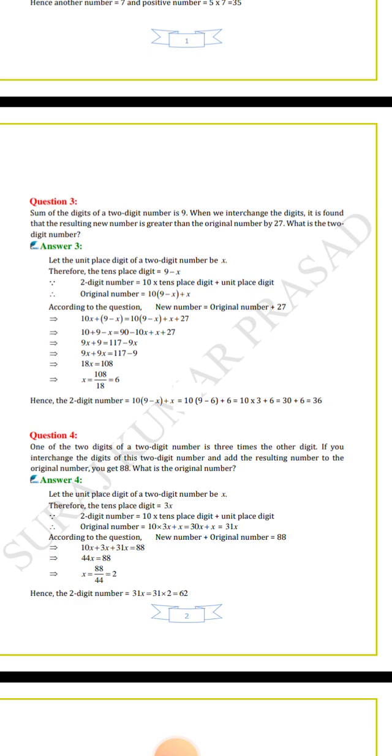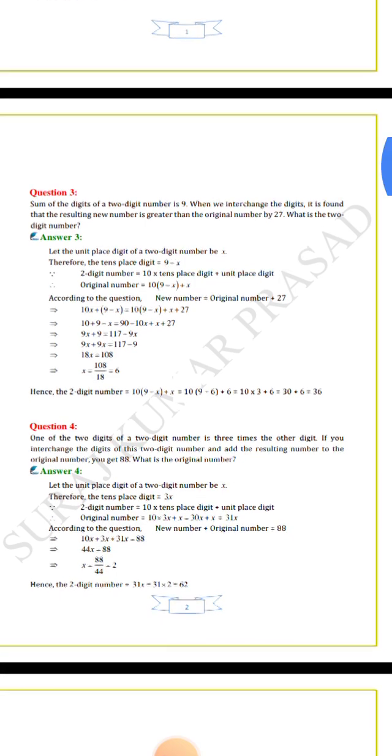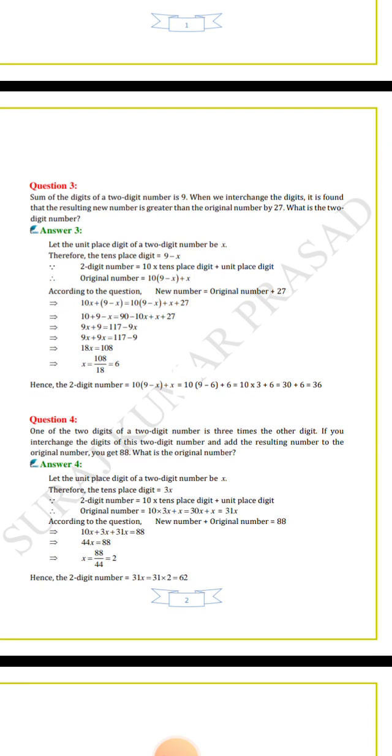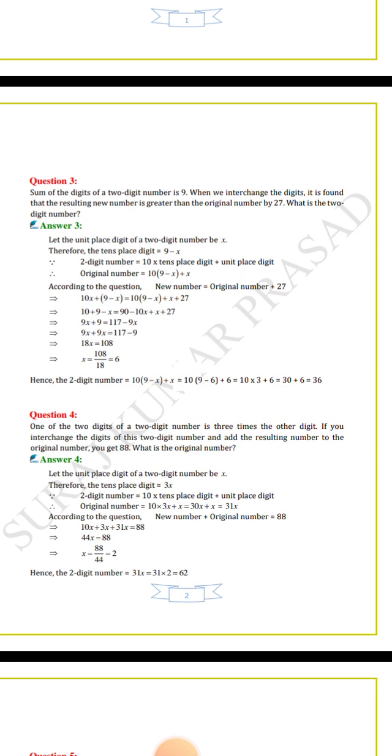Then 10x plus 9 minus x, we can get 10 of 9 minus x plus 27. Then we can get 10 x plus 9 minus x equals 90 minus 10x plus x plus 27. So we can get 9x plus 9 equals 117 minus 9x.